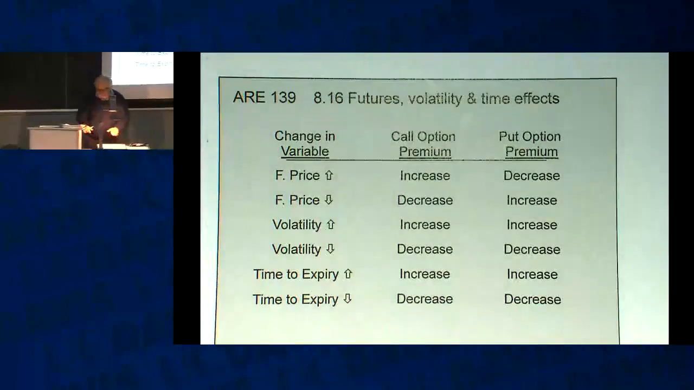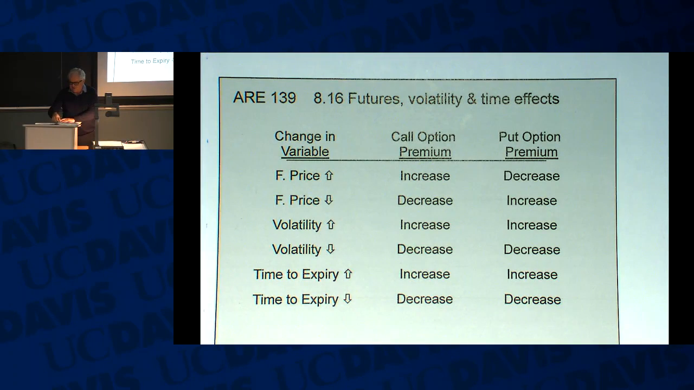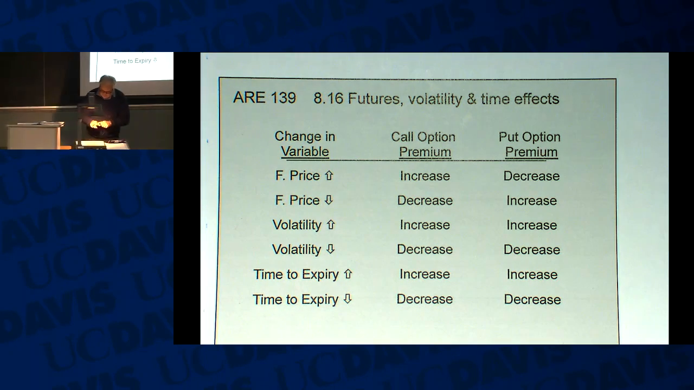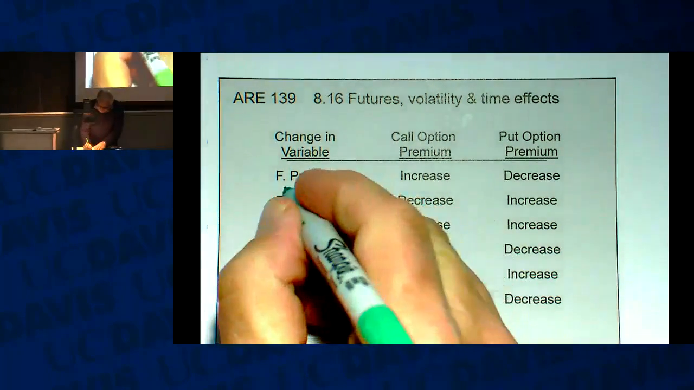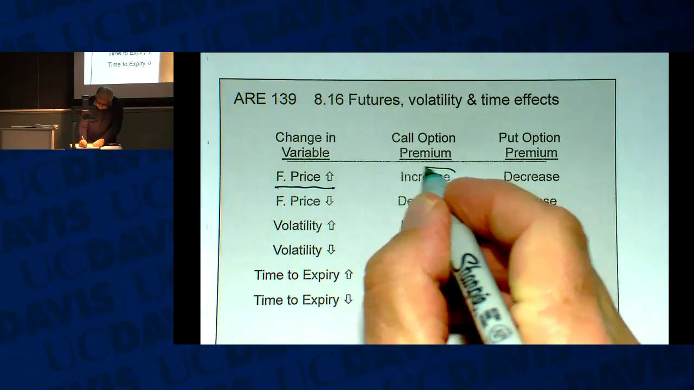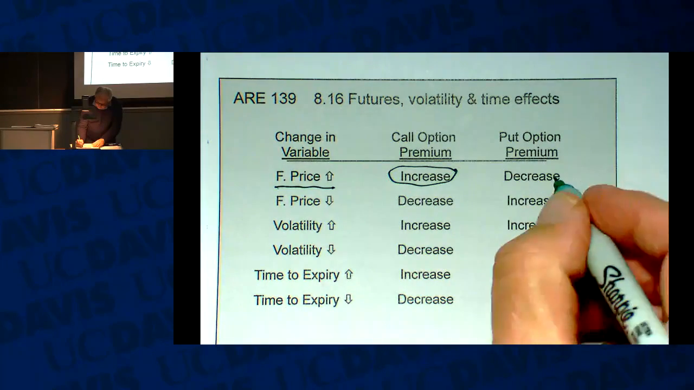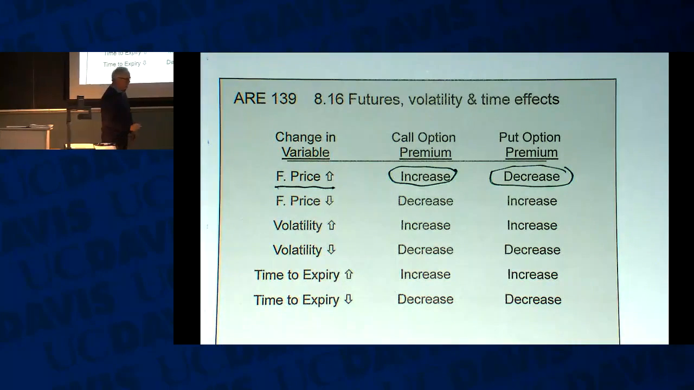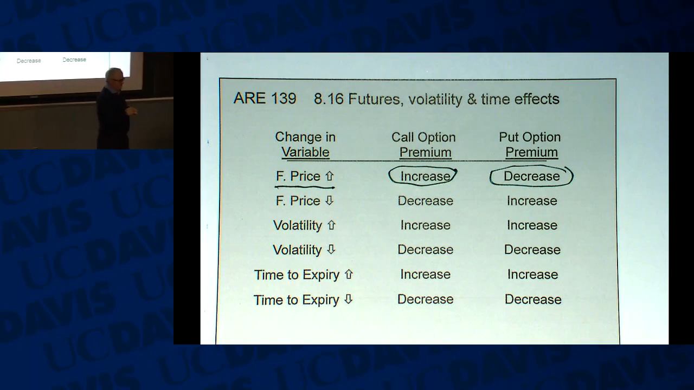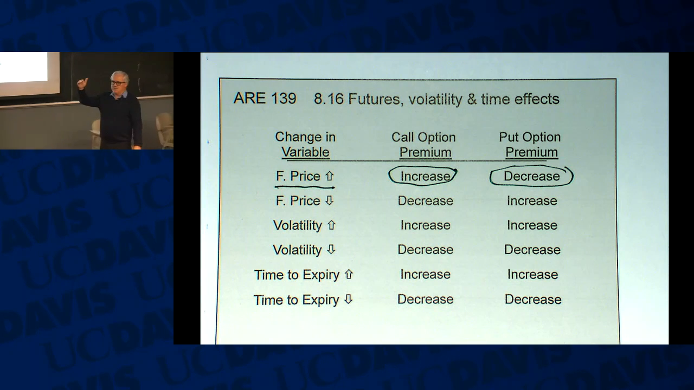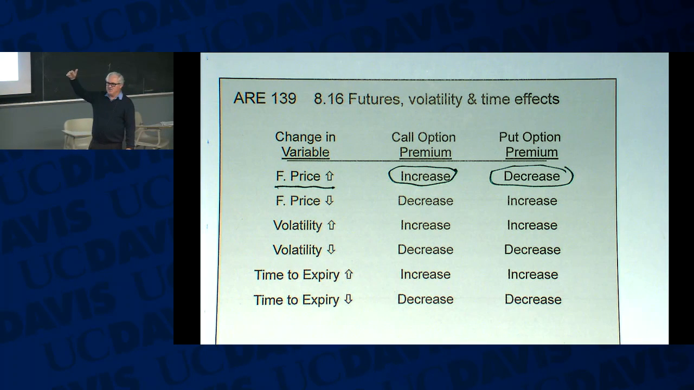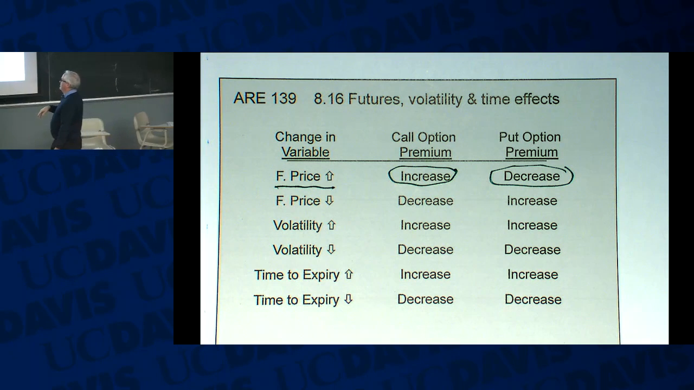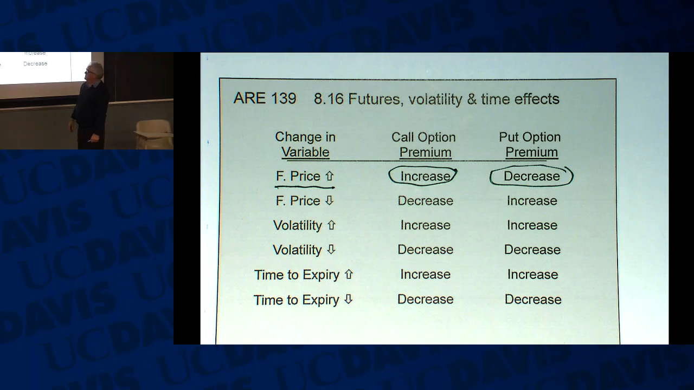There are some standard relationships that come out of the Black-Scholes formula that are shown on this table. So for example, if the futures price increases, then there's going to be an increase in the call option premium and a decrease in the put option premium. Well, why is that? A call option is a right to go long. So if the futures price increases, if it's in the money, the intrinsic value is going to increase. Therefore, the premium is going to go up. If it's out of the money, then the probability that it's going to move into the money is higher, so the premium is going to rise. And vice versa for the put option, right?